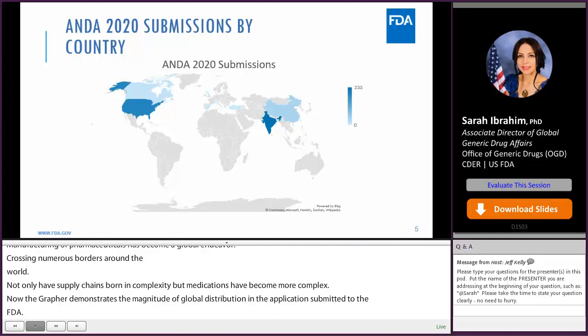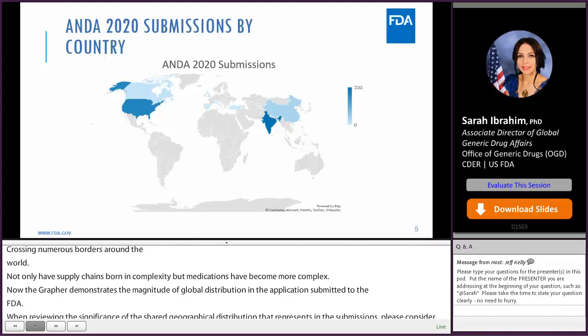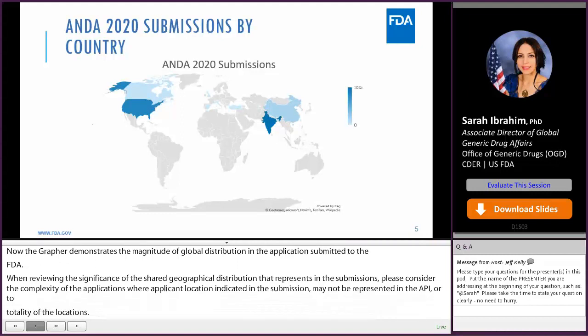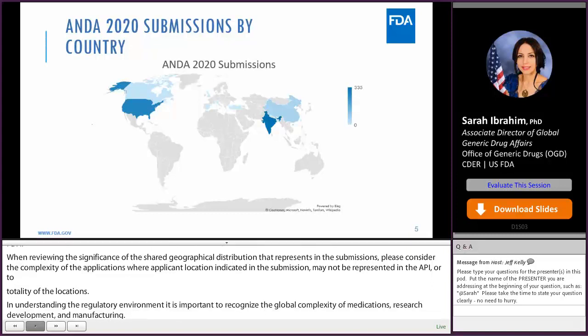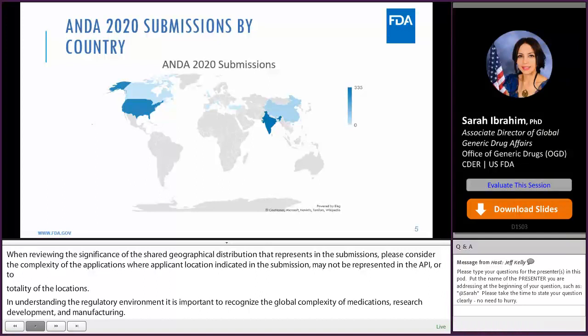In understanding the current regulatory environment, it's important to recognize the growing complexity of medications, research, development, production, and manufacturing. Navigating through the complex global landscape and ensuring that U.S. imports have been manufactured according to FDA rigorous regulatory requirements is a significant challenge, given that 150 plus countries export to the United States, each have their own laws and standards.